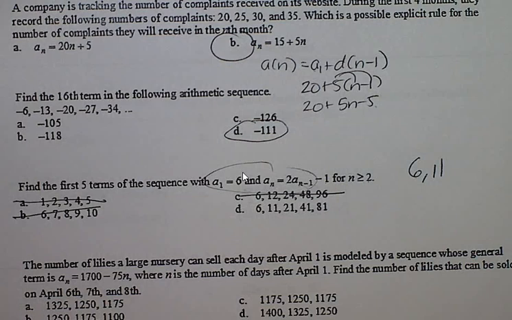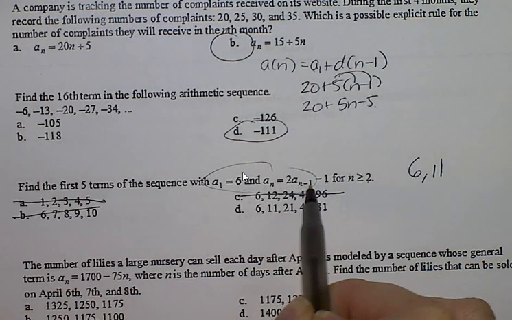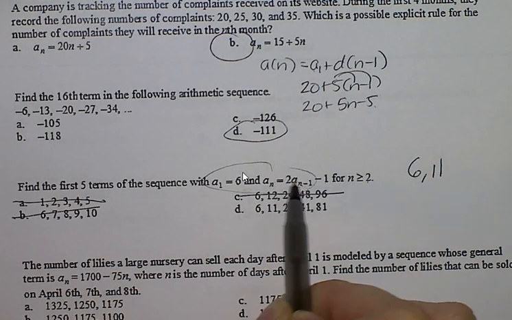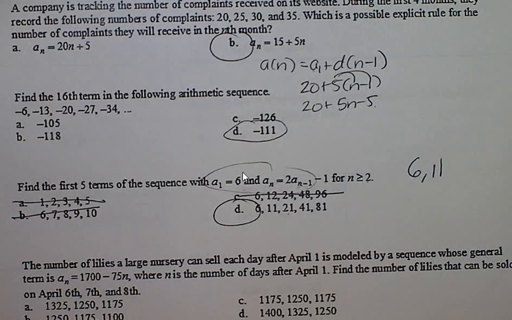Let's try the next one. If we plug in a 3, 3 minus 1 is 2. What is the second number in the sequence? 11. 11 times 2 is 22. 22 minus 1 is 21. Correct answer is D.